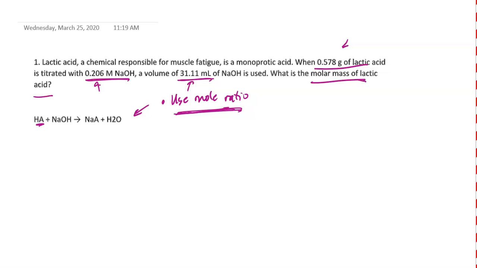Notice, if we had the molar mass of lactic acid, I could convert the grams of lactic acid to moles, but obviously that is the unknown, and so I can't possibly go that way. That means I have to get to moles through the concentration of the base and the volume of the base. And remember that units of molarity are moles per liter, and so that's your in. That's the way that you're going to get to moles so that you can use the mole ratio.